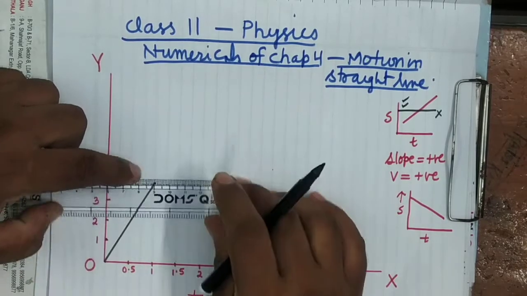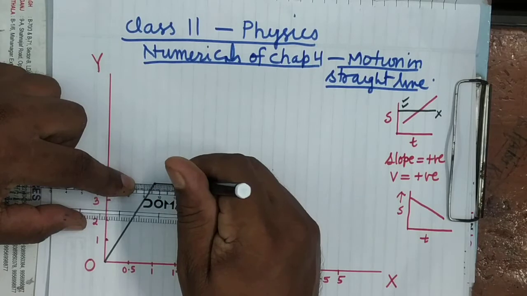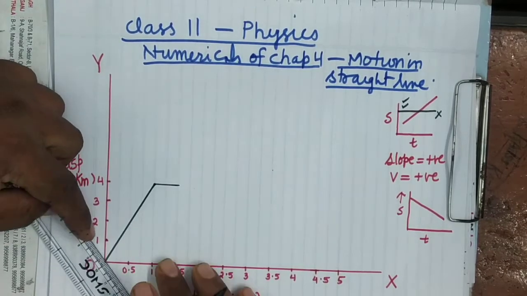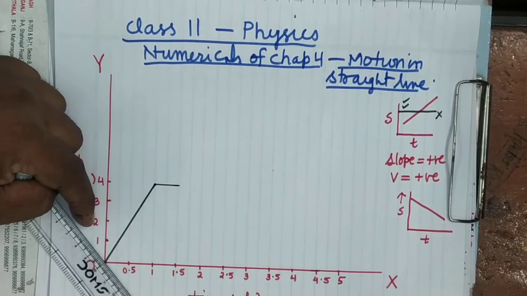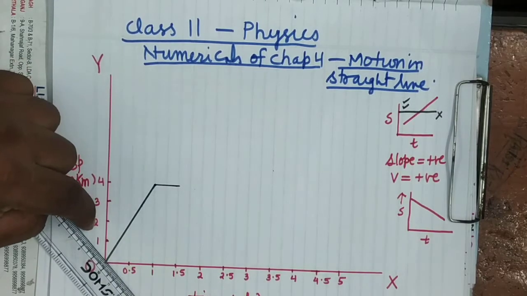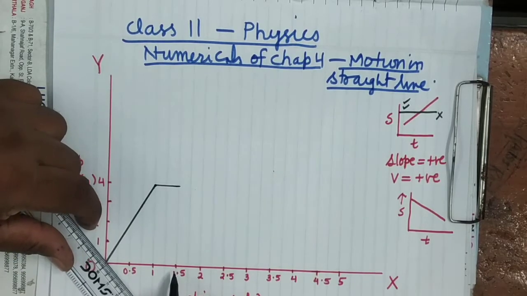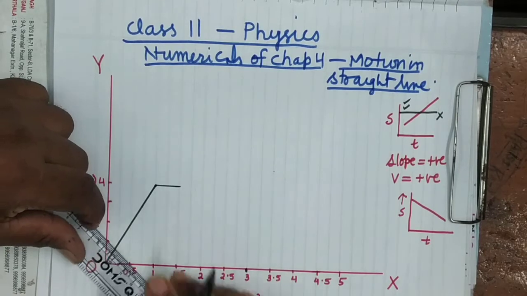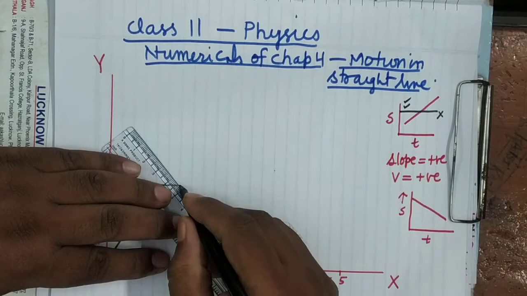Then for 0.5 hour he remains at rest, means it will be this. From 1 to 1.5 hour at rest. Then in the next 1.5 hour he returns with the constant speed. So once again the graph will be a straight line, but now it is sloping down because returning towards the origin. So what is the next 1.5 hour? It is from 1.5 to 3, means here this will be the displacement time graph.